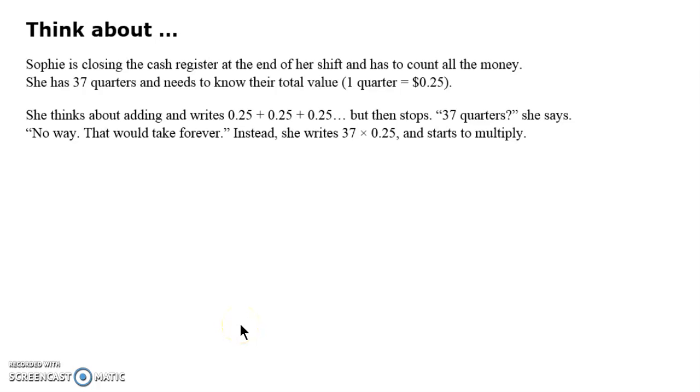The method I'm going to show today is a little bit different than the book, and I find it a simpler method. What she's going to do is take the two numbers that she has and take a look at the decimal places that she has. 37 is a whole number, so it doesn't have any decimal places. Sure, we could write it as 37.00, but we don't have to. But for the quarter, we do. We need to write it as 0.25. And 0.25 has two decimal places in it.